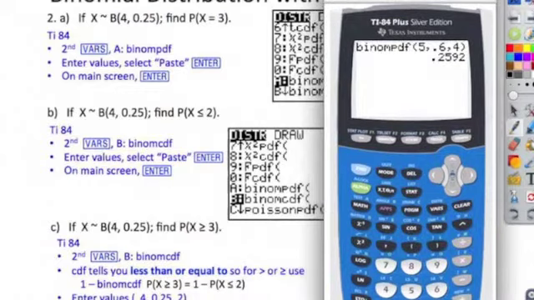Okay, and again, you can either go back in, or you can just go 2nd enter, and you can redo the last, just change the parameters. So 4, this is 0.25, and we're looking for the probability of 3 successes. And just hit enter.